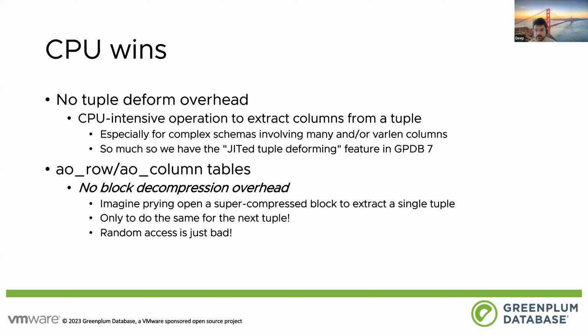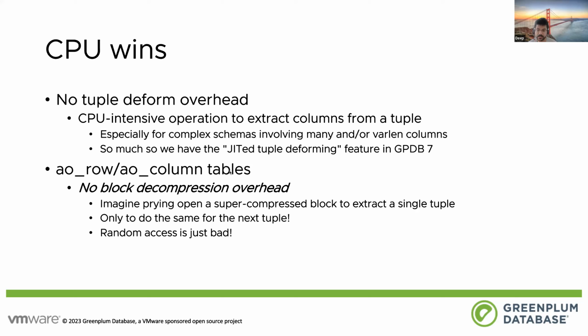Here, on the other hand, you do not have to do any kind of tuple deformation at all, right? All of the datums that you need to serve your query are already kept inside the index. Now, for AO row and AO column tables, there's another win for CPU, which is that there is no block decompression. Naturally, append-optimized tables are usually highly compressed, right? So if you're doing random lookups for an index scan, you'd have to look up the tuple from the index in the base relation file.